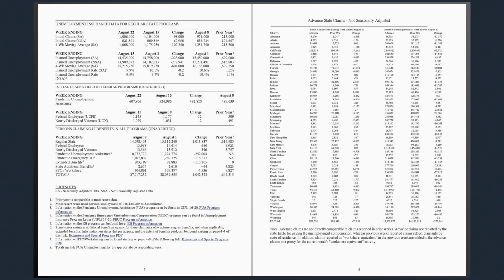Note, advance claims are not directly comparable to claims reported in prior weeks. Advance claims are reported by the state liable for paying the unemployment compensation, whereas previous week's reported claims reflect claimants by state of residence. In addition, claims reported as work-share equivalent in the previous week are added to the advance claims as a proxy for the current week's work-share equivalent activity.